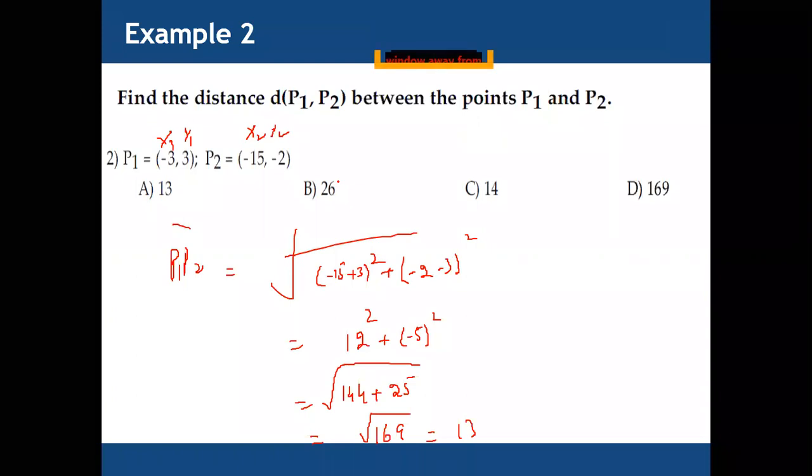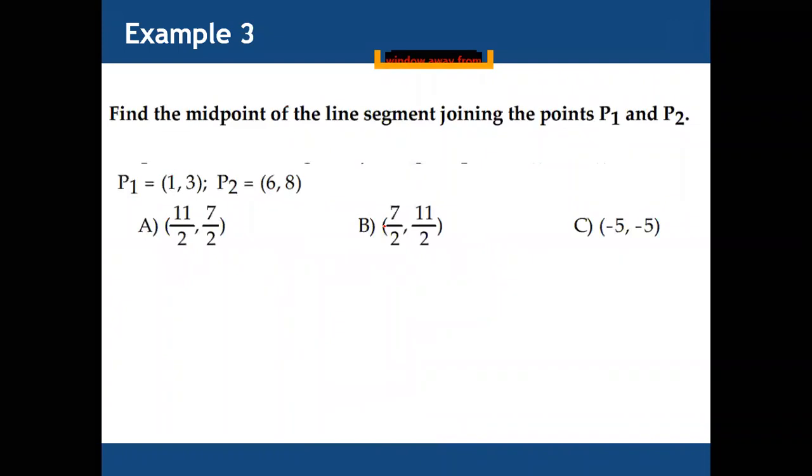Okay, next one. We have this one. How to find midpoint? Options A, B, C are given. So midpoint between these 2 points. Which option is correct? First, second, or third. Midpoint formula.